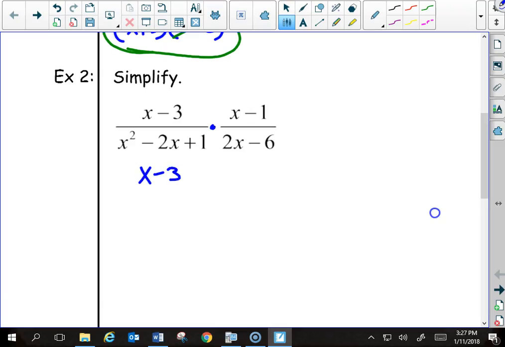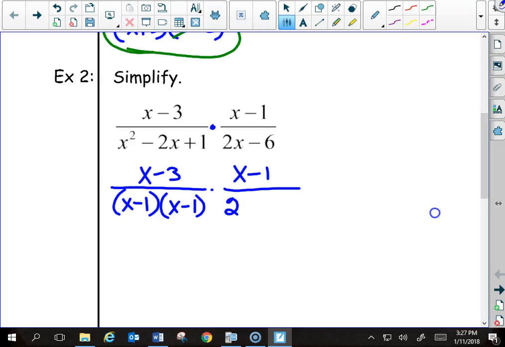So first denominator, 2 numbers you multiply to get positive 1 and combine to get negative 2. That's going to be x minus 1 times x minus 1. That's a simple quadratic factoring. All right. On the right-hand side, we have an x minus 1 in the numerator, fully reduced, and then we have 2x minus 3.